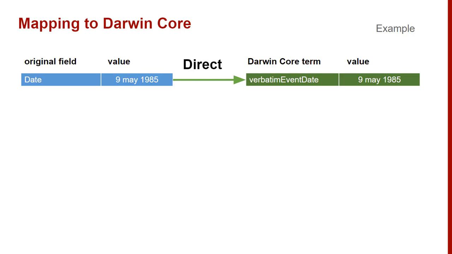In this example, we have an original field that we call date, with a value of 9 May 1985. This field can have a direct mapping to a term in Darwin Core, verbatim event date, which refers to the date of event as it was originally recorded. In this case, the value of that field in Darwin Core will be equal to the value in our original field.